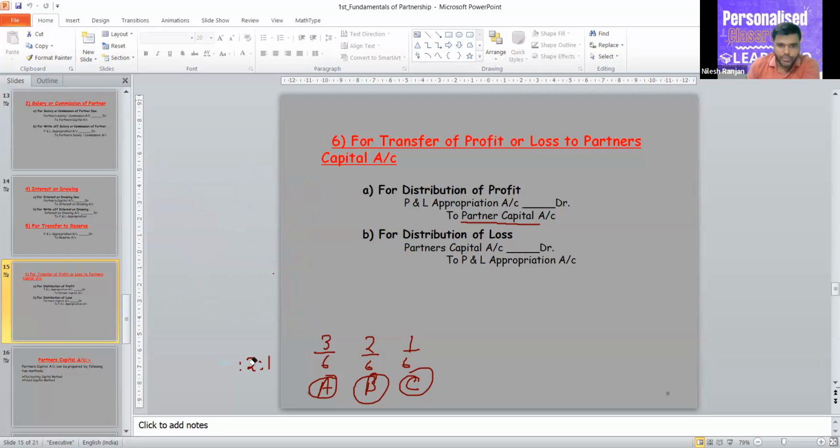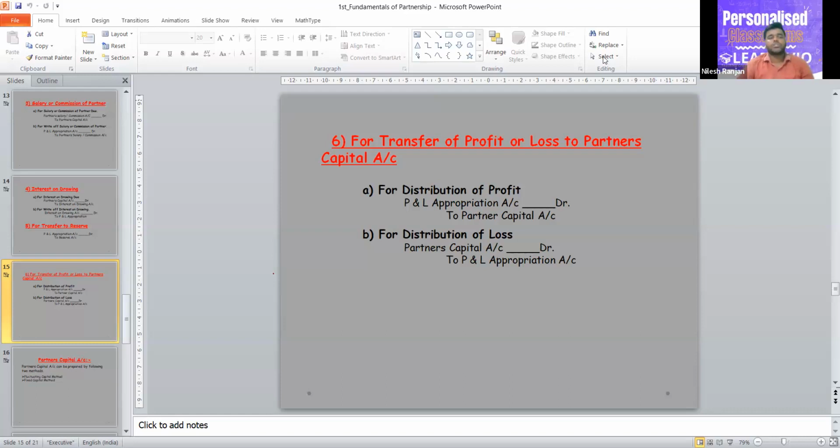Okay. You told me that you have studied this chapter. Yes, sir. Okay. Can you tell me the methods for preparation of capital account? Capital account. I don't remember, sir.